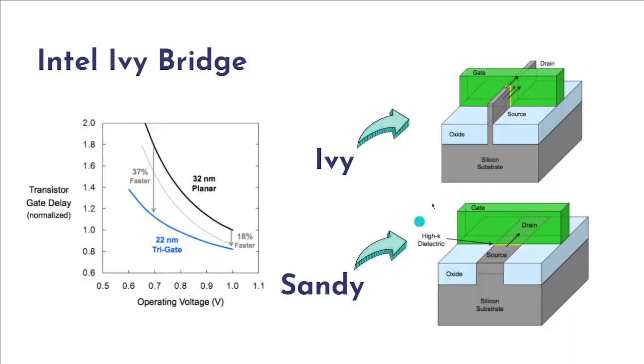A small difference in the design actually makes a big difference in performance. You can see that the planar gate is 18 to 73% slower than the new tri-gate, depending on the operating voltage.